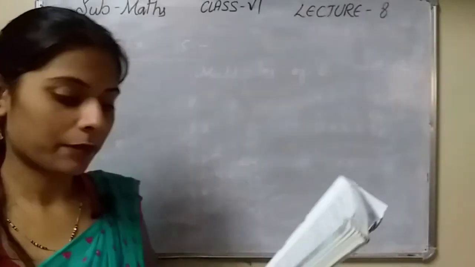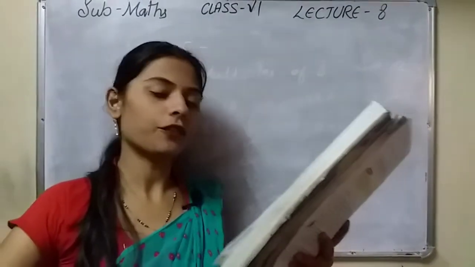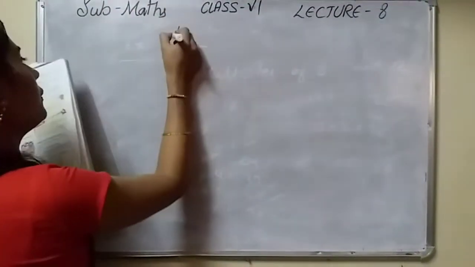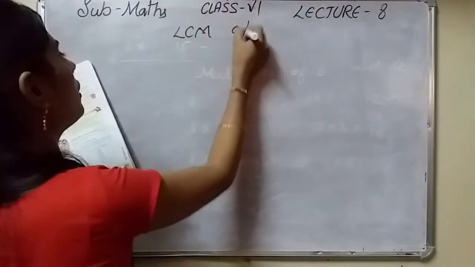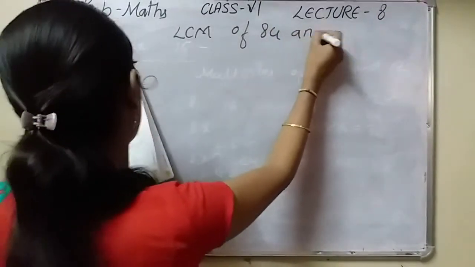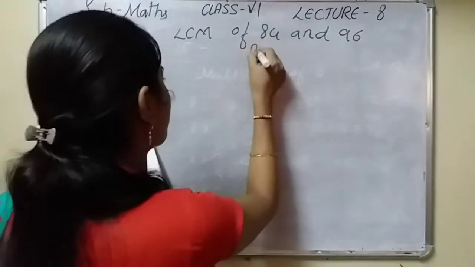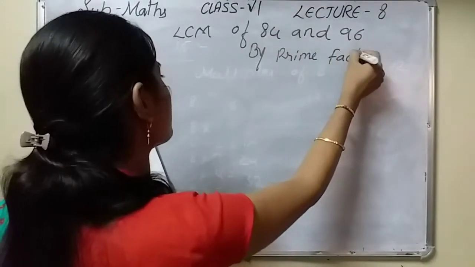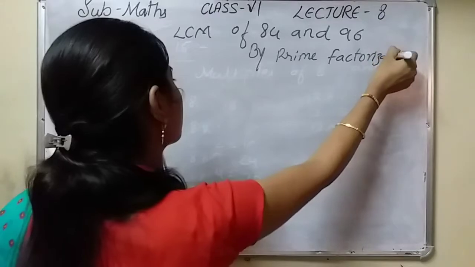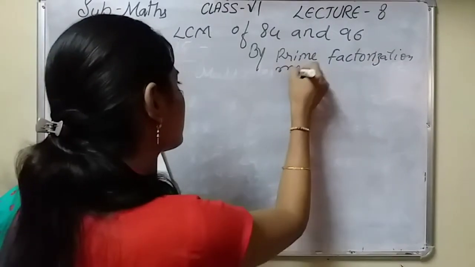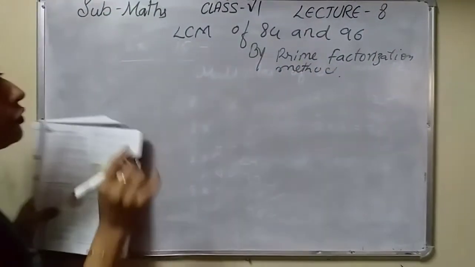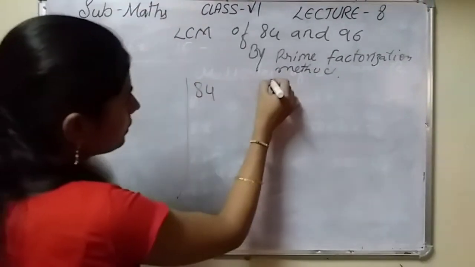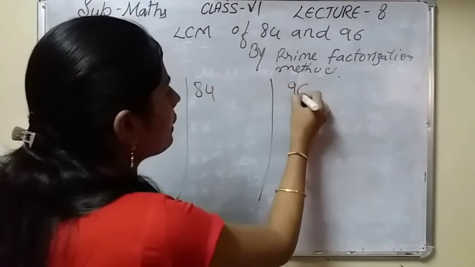Now see example number 16. Find the LCM of 84 and 96 by prime factorization method. Okay, how to find the LCM of 84 and 96 by prime factorization? First of all, find the prime factors of 84 and 96.